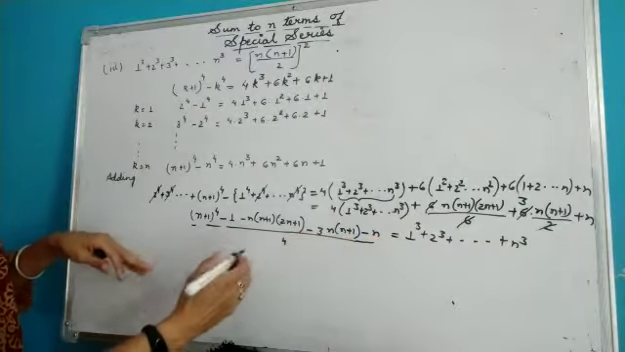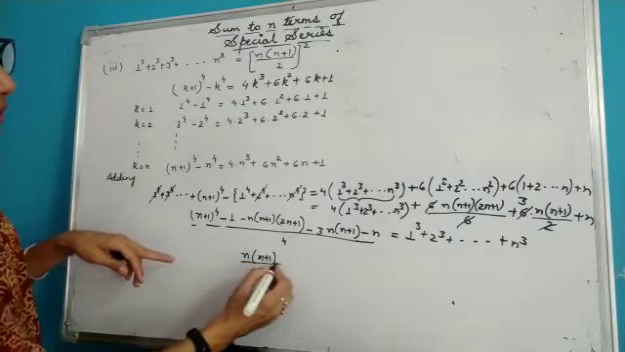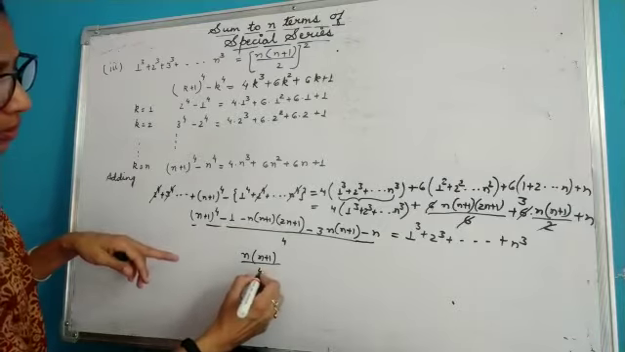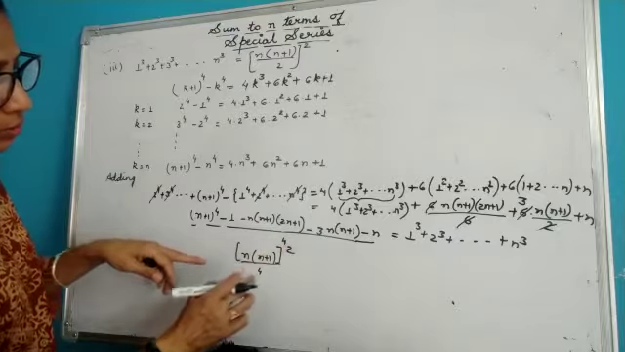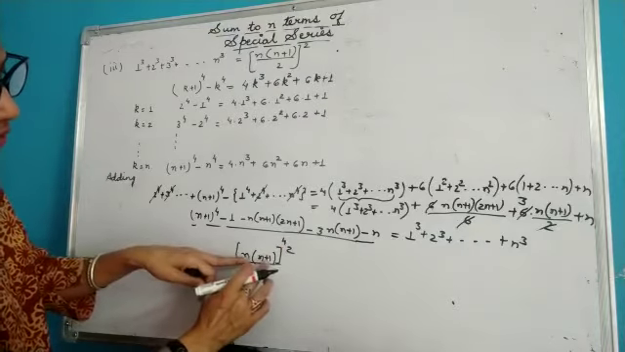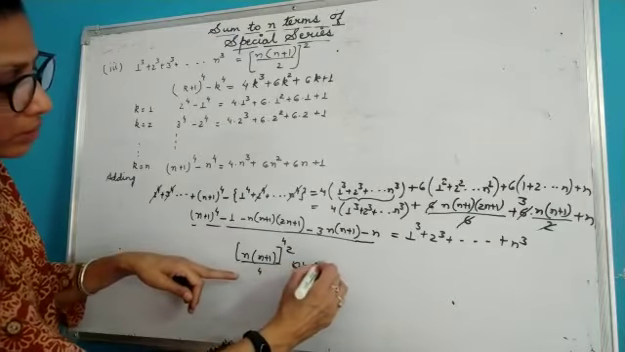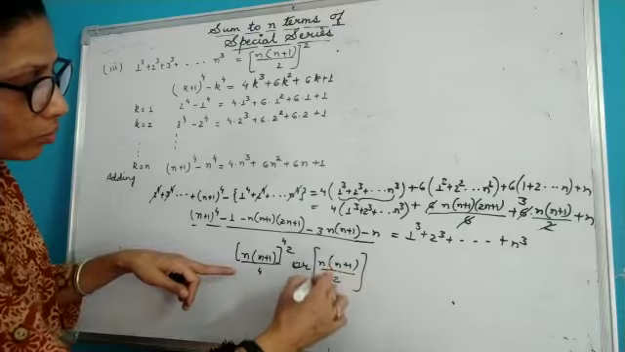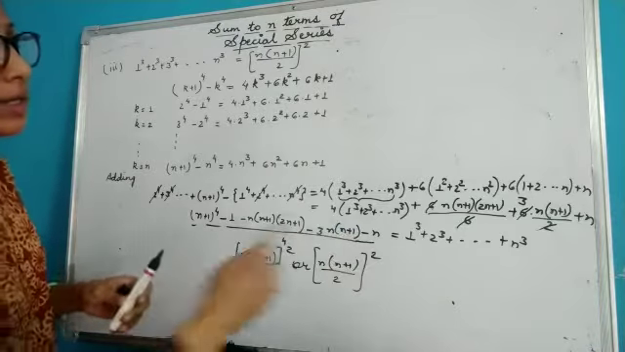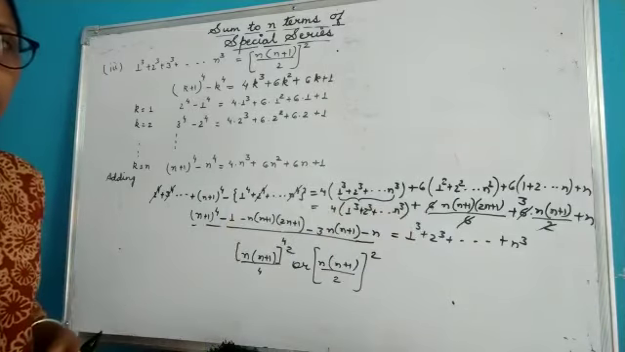On solving this, you will get n plus 1 by 2 whole square, or simply you can write it like this also. If it is coming out to be 4 in the denominator, you can write it as n into n plus 1 whole square by 4. Or you can simply write it as n into n plus 1 by 2, whole square. So this is the way we get the value of the sum of cubes of n natural numbers. Have a look.